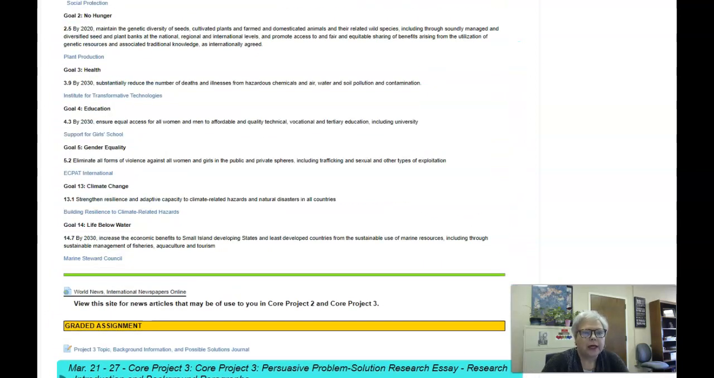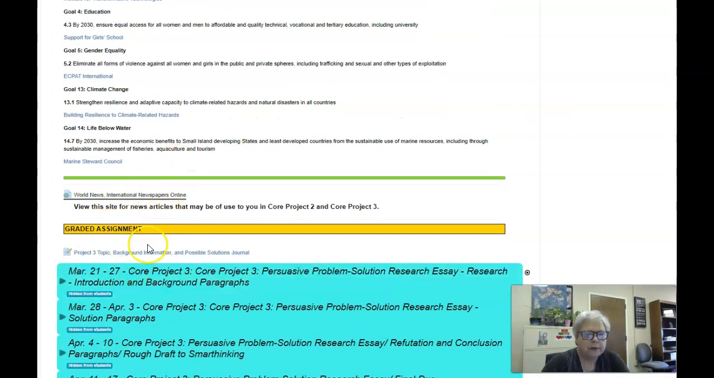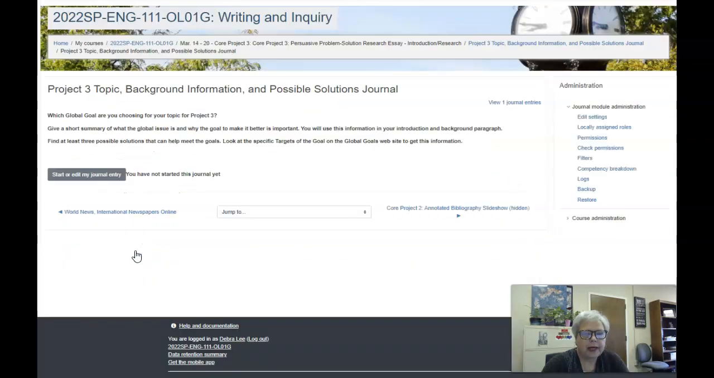I don't know. But again, all right, here's what you're doing for homework then. Project 3, Topic, Background, and Possible Solutions Journal. Which global goal are you choosing? One of the first 16. Give a short summary of what the global issue is, the problem. An issue is another word for problem, and why the goal to make it better is important. You'll use this information in your introduction and background paragraph, and then find at least 3 possible solutions that can help meet the goals. Look at the specific targets of the goal on the Global Goals website to get that information.